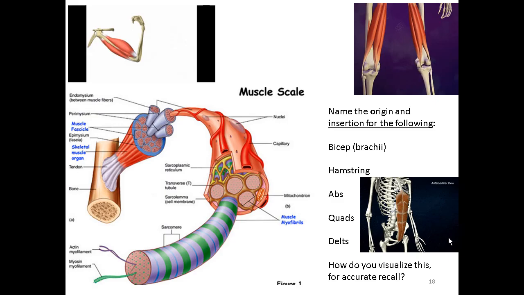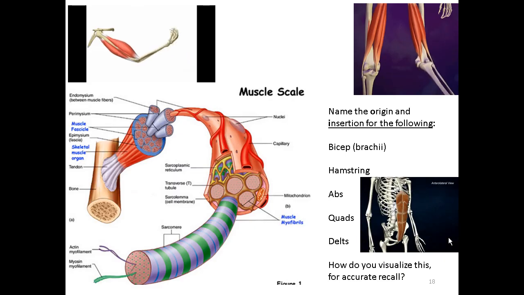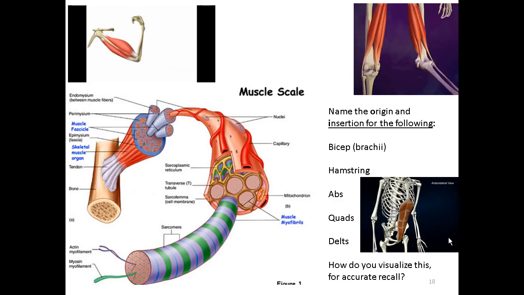Now the abs, you have to think now, the origin stays put and the insertion moves. The abs are going to seem backwards. What's not moving? The pelvis isn't moving. Your rectus abdominis, your abs, actually originate on your pelvis and insert on your sternum or your rib cage.